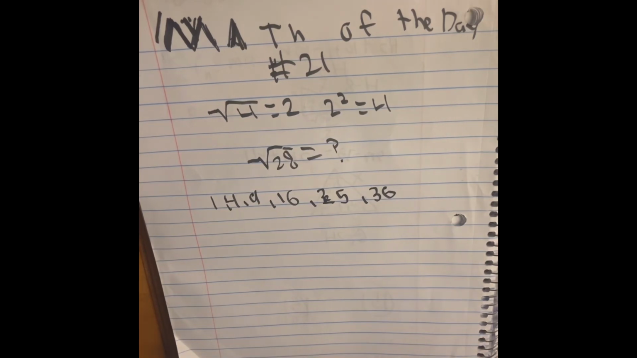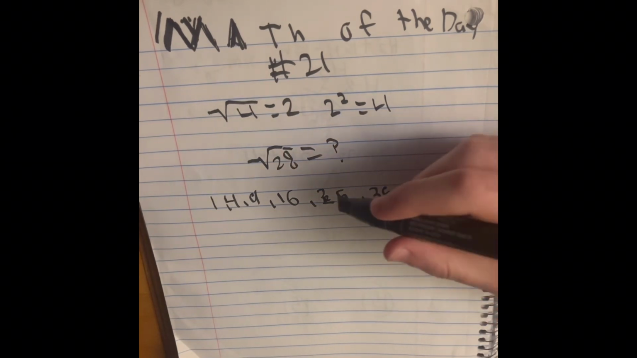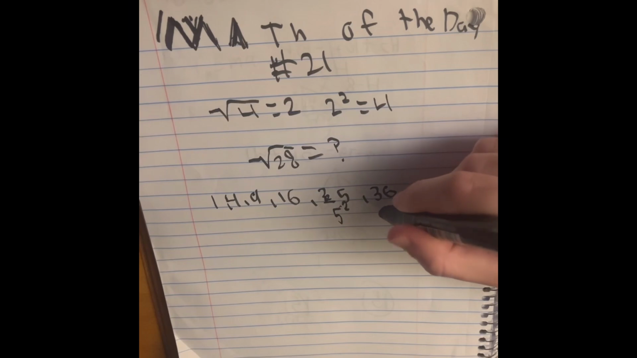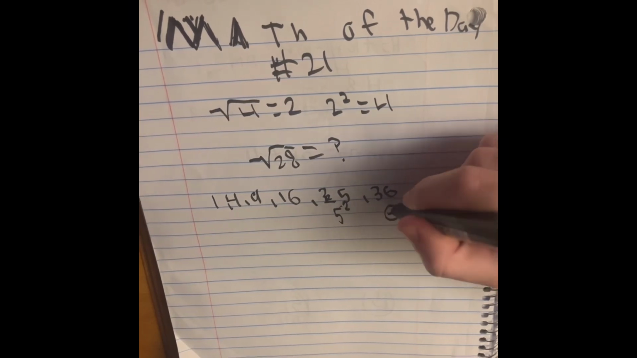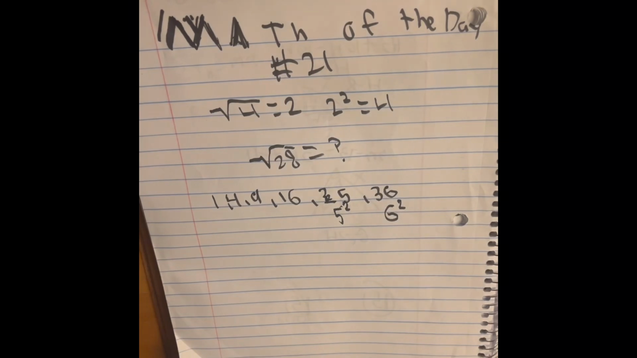So now we have 28, which is greater than 25, so less than 36. Since we know that this is 5 squared and 6 squared, we know that the square root of 28 now is going to be somewhere between 5 and 6.